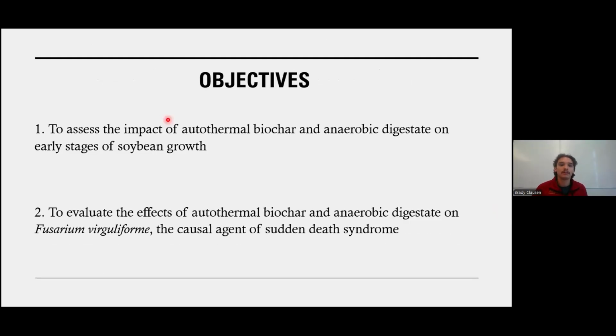What we were specifically focused on is assessing the impact of autothermal biochar and anaerobic digestate on the early stages of soybean growth. During that springtime when the plants really need a lot of energy to get up and going, to fight diseases or different environmental stressors, what is the impact of these amendments during that early growth? And secondly, we were interested in this idea of, as soon as we add a stressor and complicate the biology of our system a little bit, what happens with both the biochar and anaerobic digestate in soil and the impacts on the soybean plant after being attacked by a pathogen like this? And can biochar and digestate help mitigate that a little bit?